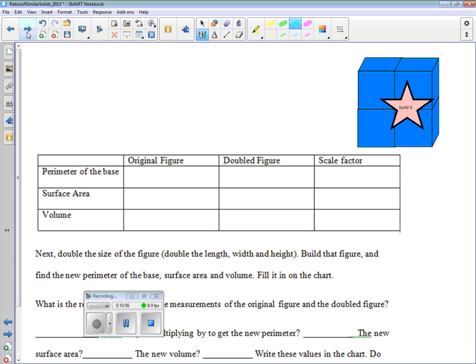And then I want you to double your figure, which means double all of the dimensions, double the height, the width, and the length, and find the new perimeter, surface area, and volume. Okay? I'll give you a couple minutes to work on that.